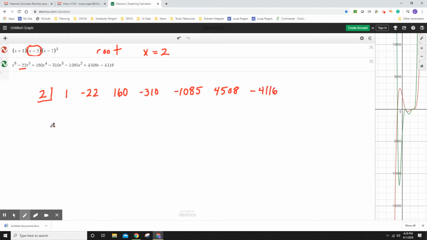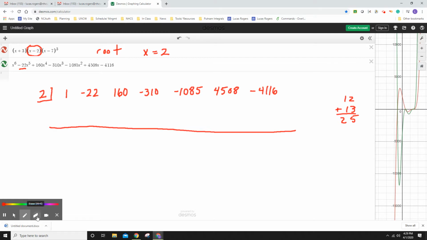And what we're going to do is draw a large line here. This large line is going to be basically our addition line, just like how we would add two numbers like this. That's what that bar is going to represent there. And what we're going to do is instantly drop down the first number.